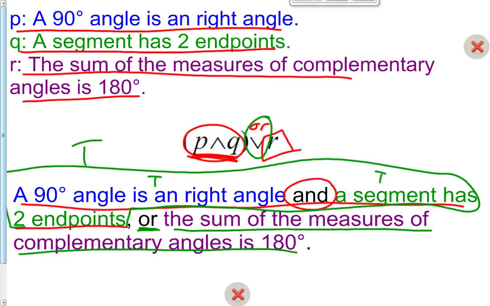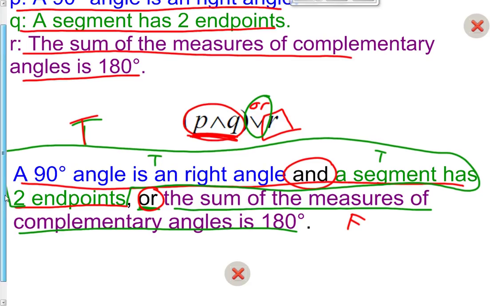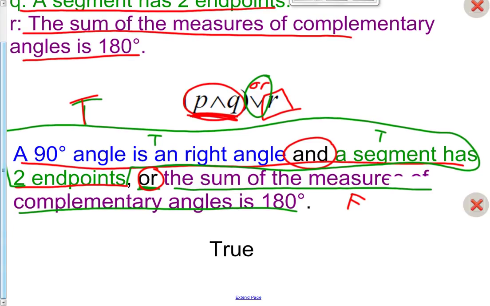The sum of the measures of complementary angles is 180. That part is false. But that is part of the disjunction, and in a disjunction, only one part of the statement needs to be true for the whole statement to be true. So if one part of the statement is true, which it is, the whole statement, its truth value, is true.